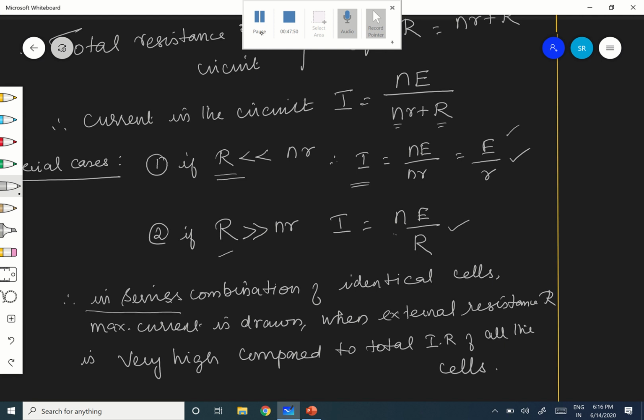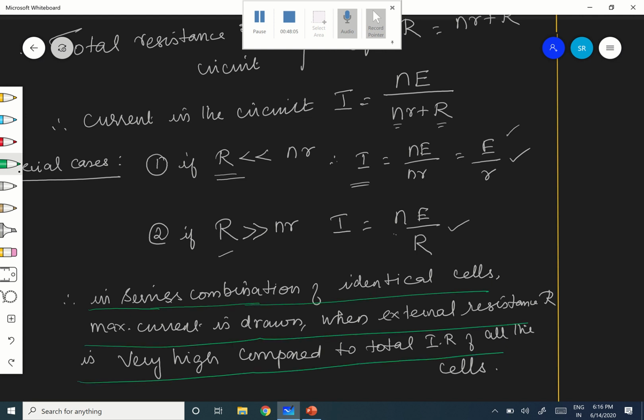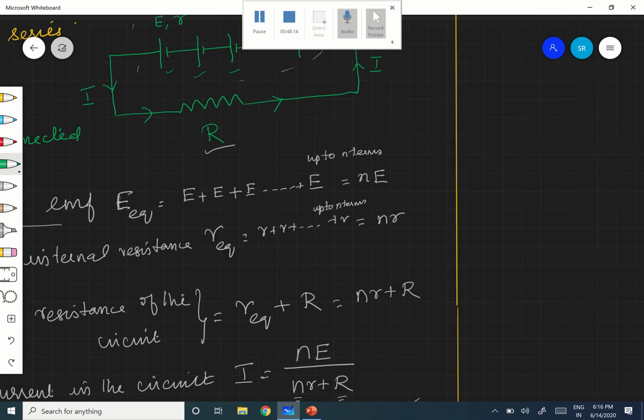Therefore, this is the case when identical cells are connected in series. Your external resistance should be more than the net internal resistance, then maximum current can be drawn. Right. Now let us go to the next case.